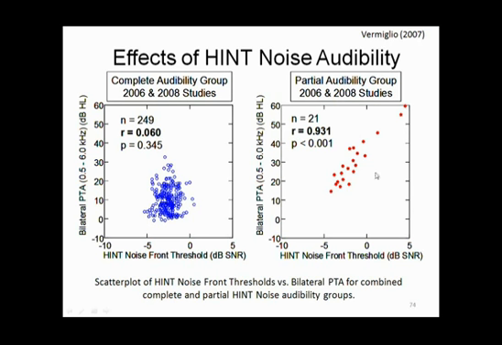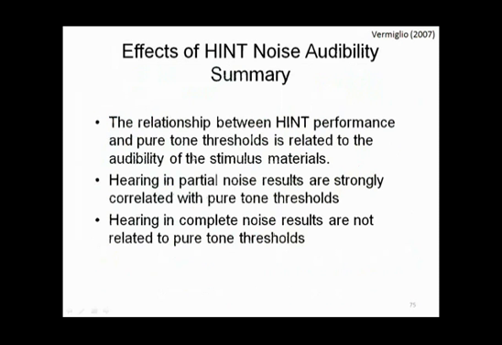So can we predict hearing and noise ability from the audiogram, from pure tone average? And the answer is, it depends on if the subject had complete audibility of the test materials or partial audibility. If the subject has partial audibility, then yes, we can. If they had complete audibility, no, we can't.